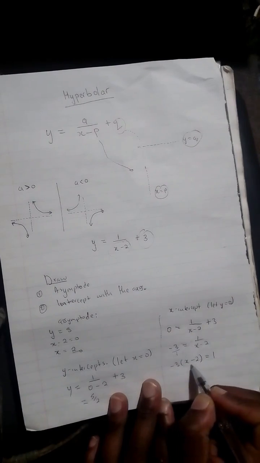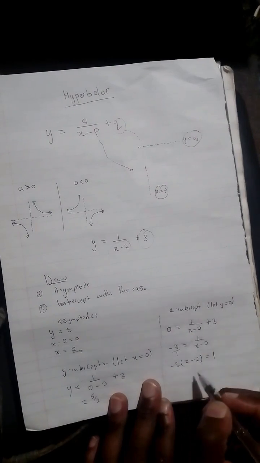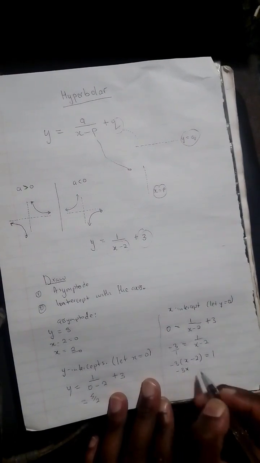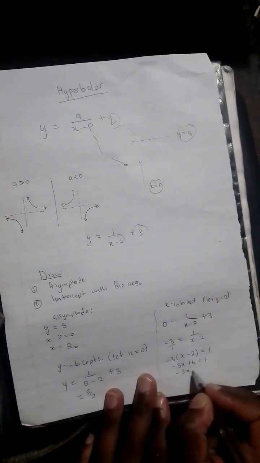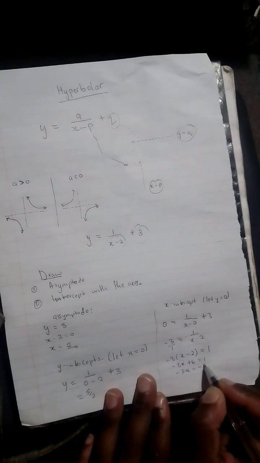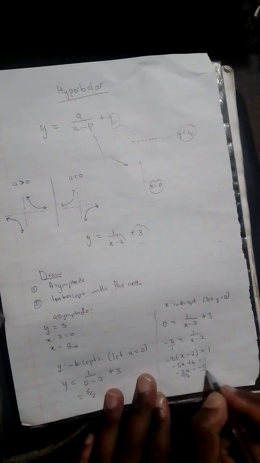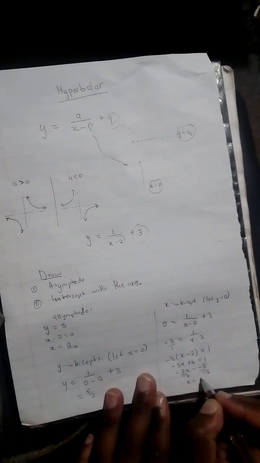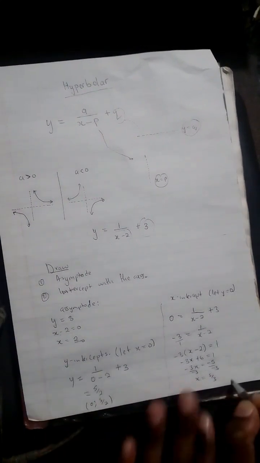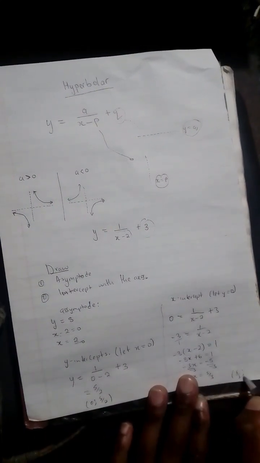You have to put x minus 2 inside a bracket because you're multiplying two terms. We distribute the negative 3 to become negative 3x. Negative 3 multiplied by negative 2 is positive 6. Let's solve for x. Transpose 6 to the other side, it becomes negative. So 1 minus 6 is negative 5. Then we divide both sides by negative 3. x is going to be 5 over 3. Now we have our intercept, 5 over 3 comma 0.